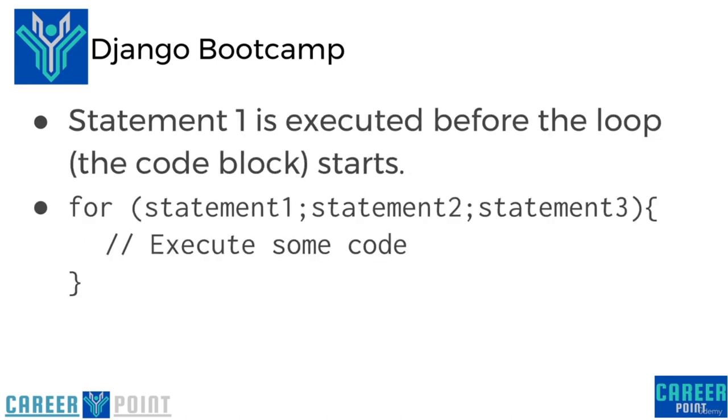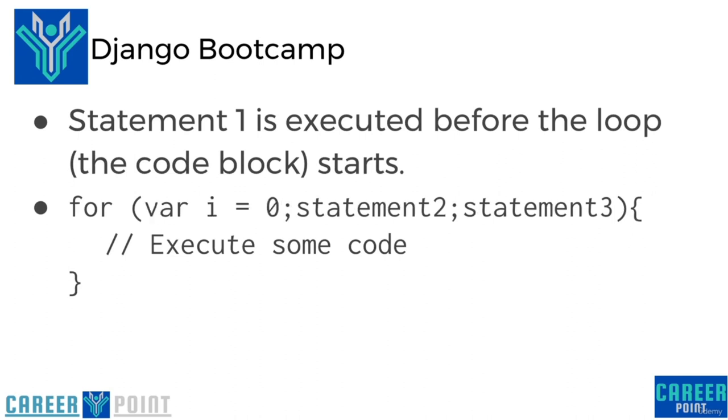So statement 1 is executed before the loop or that code block even begins. And that can be something like defining the variable I is equal to 0. And we can think of that similar to the while loop where we just said something like num is equal to 0 or x is equal to 0. So statement 1 is executed before the loop even really starts.